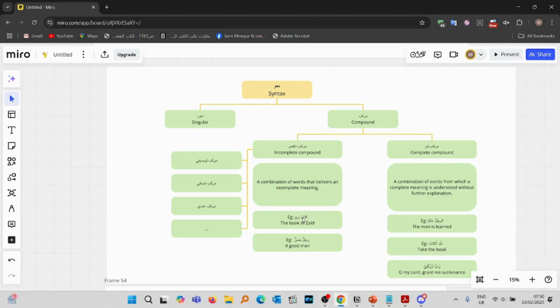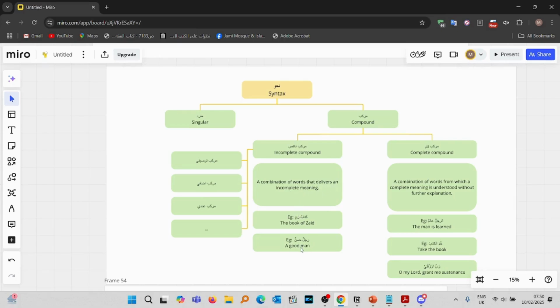There are two examples over here. Kitabu Zaydin, the book of Zayd. Why is there incomplete meaning within this compound? It's because, what about the book of Zayd? It has an incomplete meaning. It's a compound, yes, a combination of words, but it delivers an incomplete meaning.